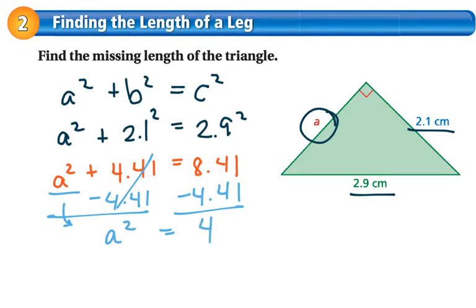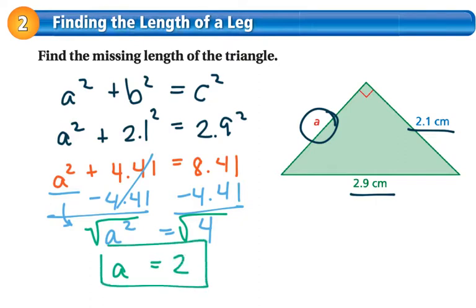And then we see some connections to the last problem. We don't want to solve for a squared. We need to solve for just a single variable, or a. And in order to undo a power, we must use its inverse root. The opposite, of course, of squaring is square rooting. So we'll square root both sides, and that leaves us with a, which means that a must be 2 centimeters long.